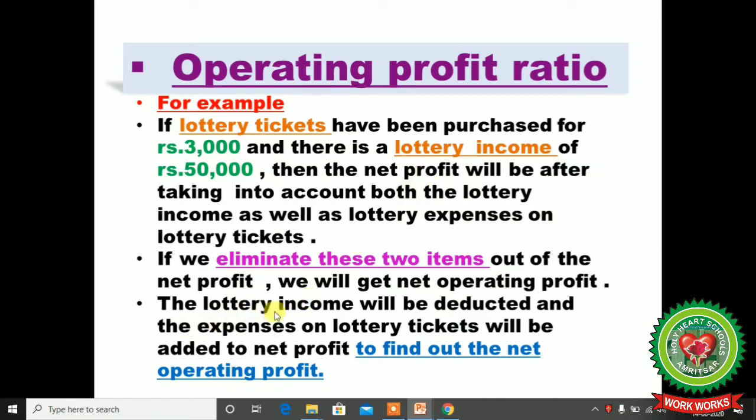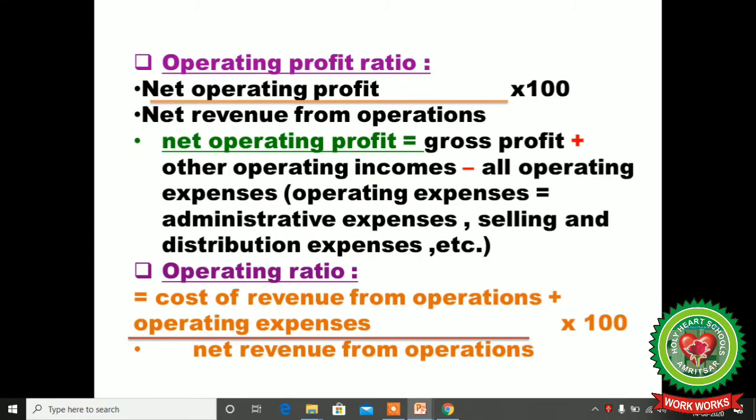So to eliminate them, the lottery income will be deducted and the expenses on lottery tickets will be added to the net profit. If previously you deducted the expenses or added the lottery income, then reverse the entry. Add the expenses and deduct the income, because this is not related to your day-to-day operations. What is the formula? Net operating profit divided by net revenue from operation, multiplied by 100.